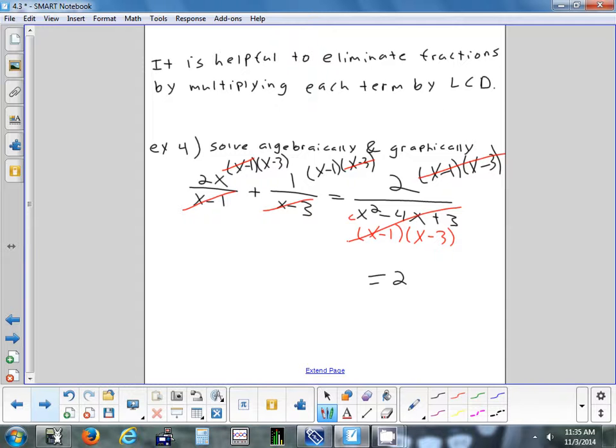If I distribute out 2x to what I have left, what do I get? 2x squared minus 6x. Good. A lot of people forget that they need to distribute that. But it's 2x squared minus 6x. The next one I have to distribute out just a 1. So it's plus x minus 1. And on the other side, we've got 2.